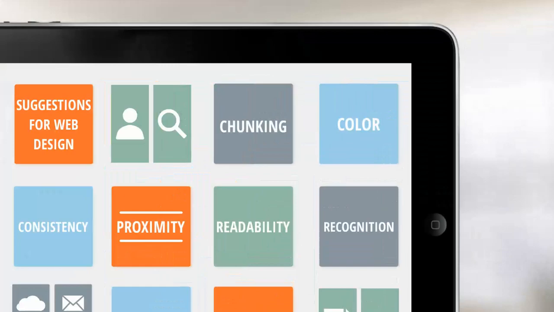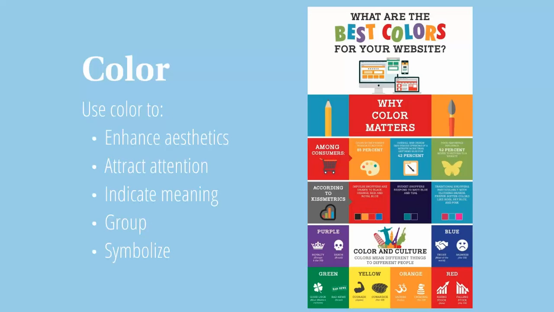To improve a design, color can be used in a number of ways. Not only does color enhance aesthetics, it can also be used to attract attention, indicate meaning, group elements, and symbolize different emotions or meanings. Keep in mind that if you use color to convey meaning, color-deficient users or cross-cultural associations may have a less than desirable effect.